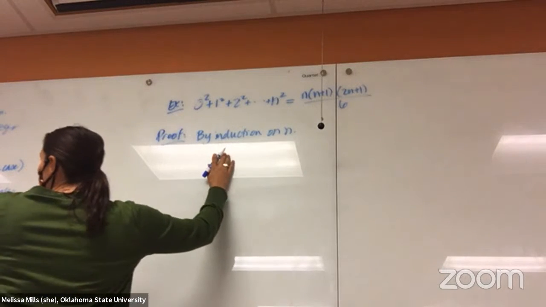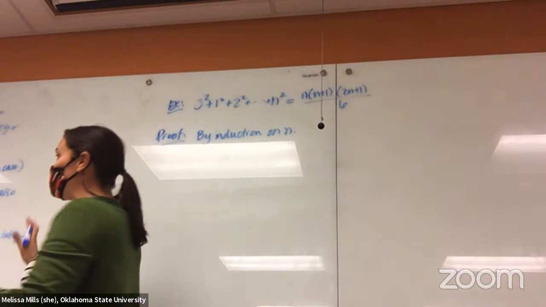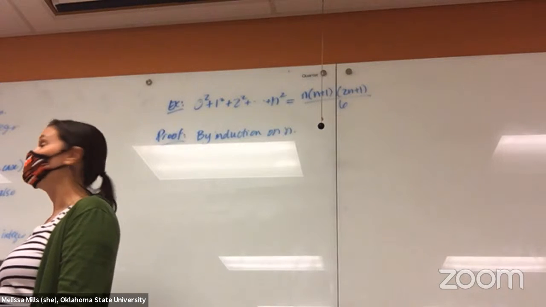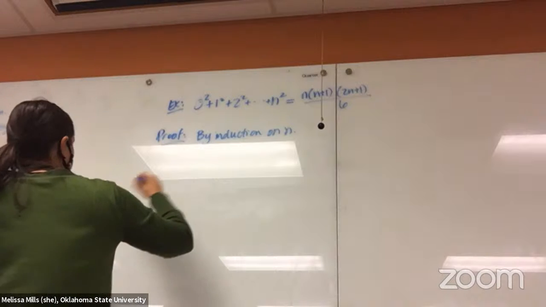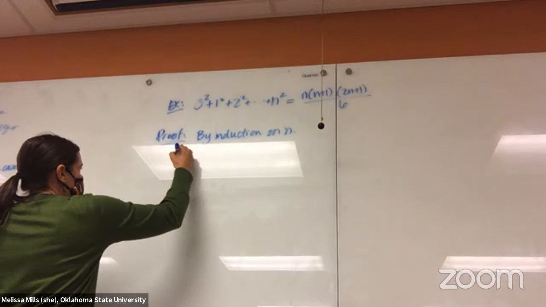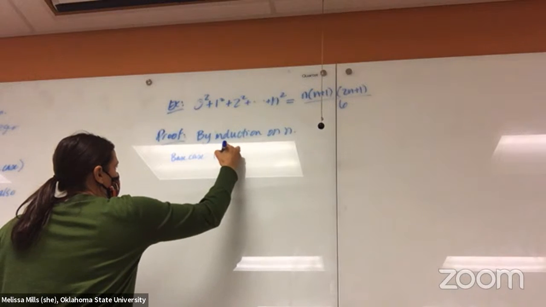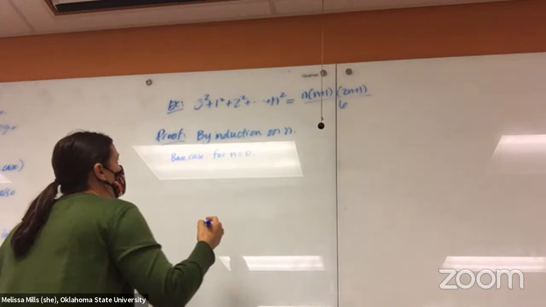So this principle of induction is actually going to be a formula for how we're going to write the proof out. So we're going to do it in 2 steps. And so we'll say the base case. We're going to assume for n equals 0.